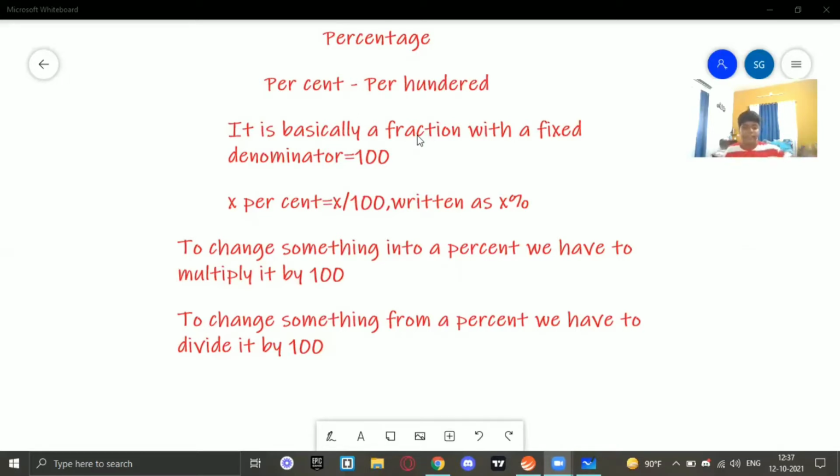For example, if you have to change x into percentage, we will do x into 100, which will be 100x. And if we have to change a percent into a normal number, and if we have x percent as a question, it will be x upon 100. So these are the few topics that I covered. I even talked about how fractions and percentages are related, because when we multiply something, we get the same answer. When we divide it, we get the same answer. Now I will be talking about the different kinds of sums that will come in the exam. So let's get started.